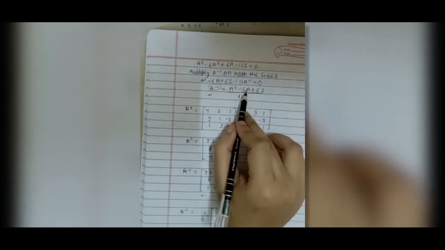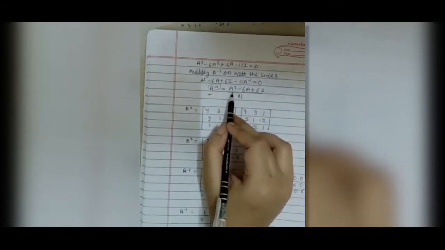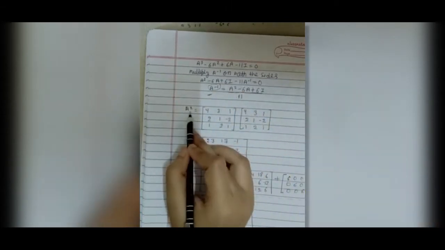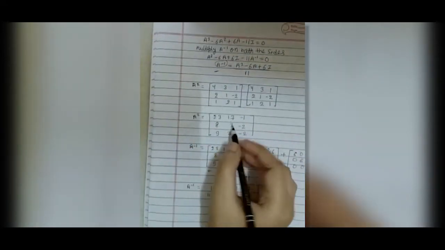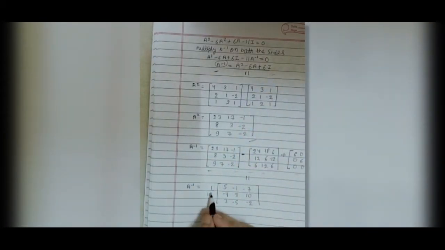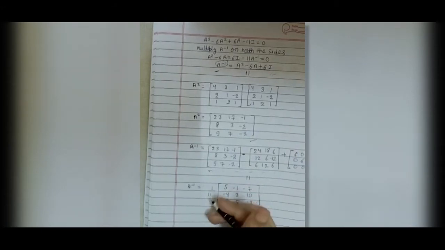Now we have the A matrix, we know the identity matrix, we just need to find A square. It's simple, just multiply, you know the multiplication of two matrices. You will get A square as this. Just substitute this value into this equation. You will get A inverse as 1 by 11, 5 minus 1 minus 7 minus 4, 3, 10, 3 minus 5 minus 2. And this satisfies your Cayley Hamilton theorem, and this is how you find A inverse.